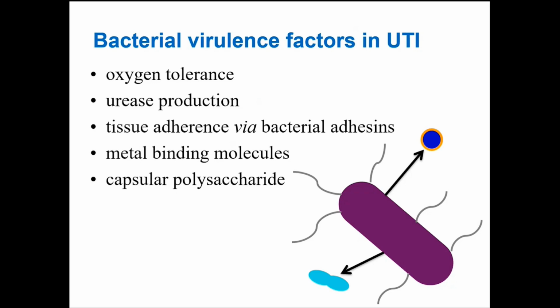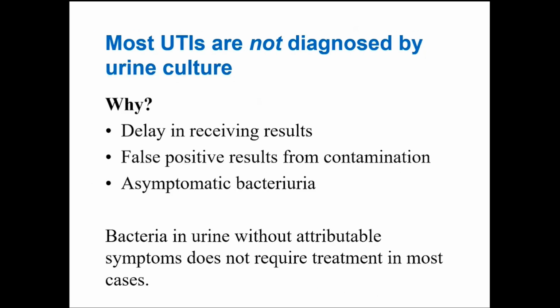The hairs on this representation of a bacterium in the lower right represent bacterial adhesins. These are appendages of the bacteria that can stick to tissue receptors. They can stick to human cells and allow the bacteria to invade and move through tissue barriers. Bacteria can also make metal binding molecules to steal iron away from the host, for example. And a number of them make a capsule that makes them difficult for white blood cells to recognize and kill.